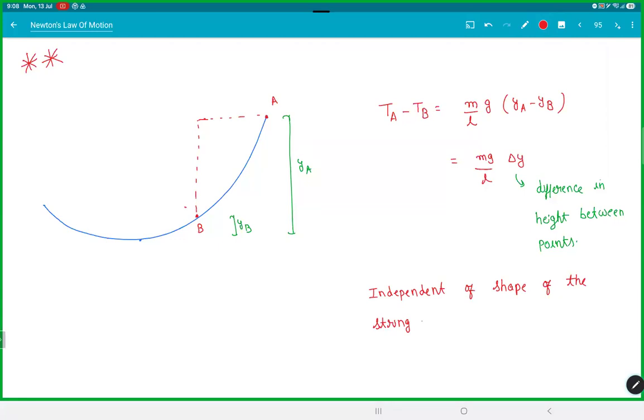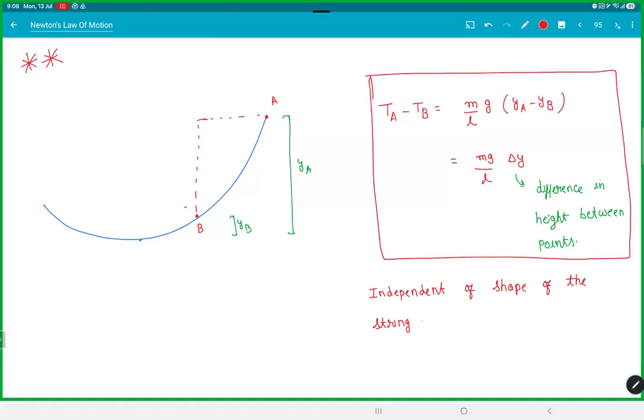Is that clear, everyone? Clear with the idea there? So this is a general result. It doesn't matter what shape you take, you can do this. It only depends on the height between the two points. Total mass and total length will have to be given. All clear with this result?